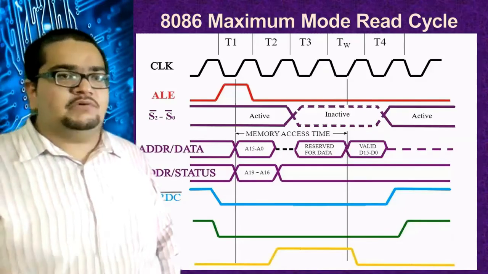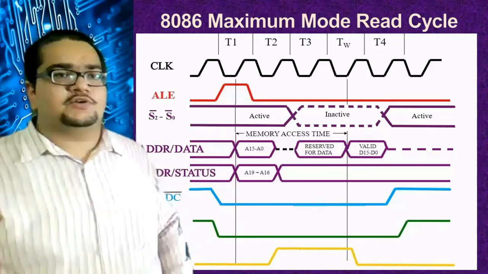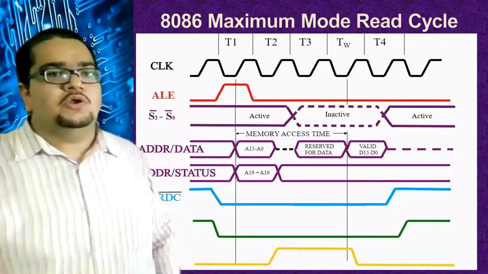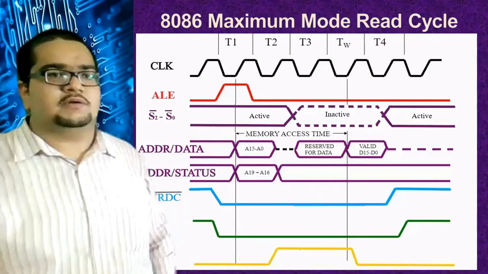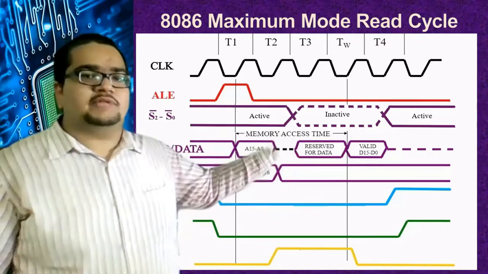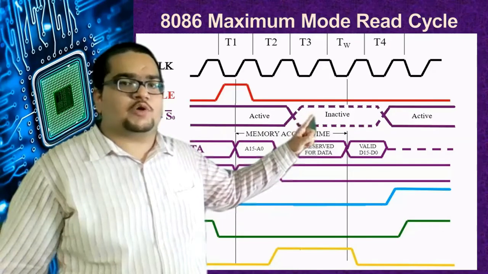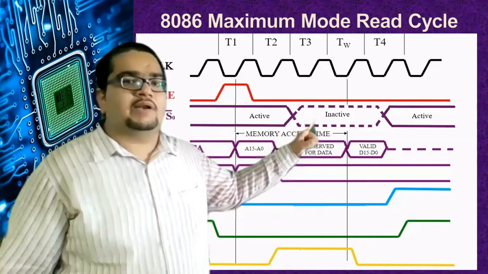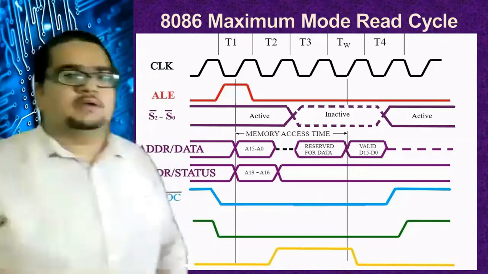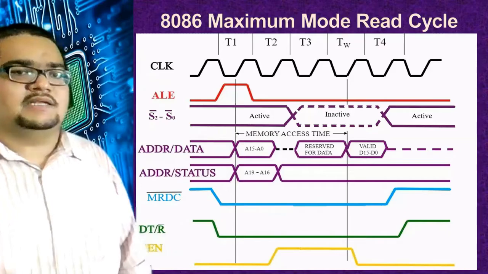And when it is active, their combination can be anything: 000, 001, 010, 011 and so on, except the 111 combination. When it is inactive, the combination will be 111. When these are inactive, the combination of status lines will be 1, 1 and 1. Otherwise, the address data lines, AD lines are as they are, address status lines are as they are.